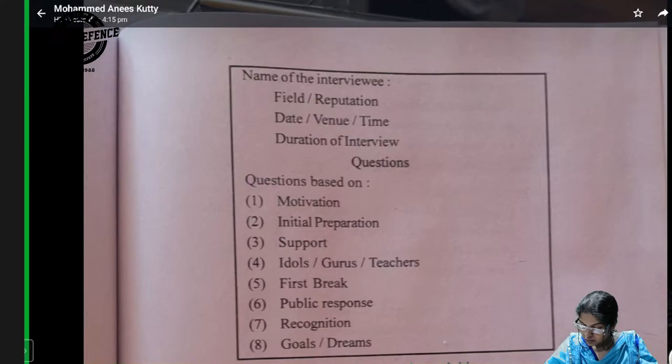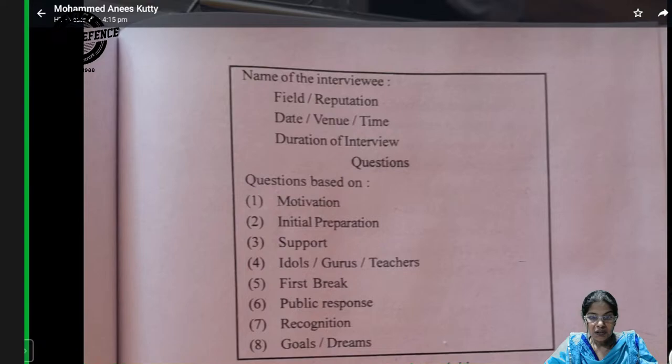So the first question is on motivation. So let's see what you want to ask. You could possibly say, what inspired you to pursue a career in acting? Can you share a specific moment or a person who actually motivated you to enter the film industry? Okay, that could be a question on motivation. Or you could say, how do you stay motivated during your challenging times in your career? How do you keep yourself up and running?